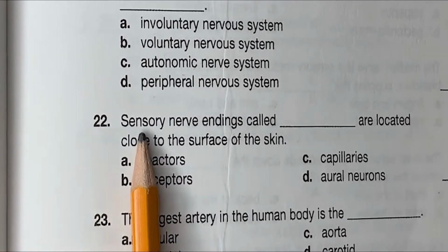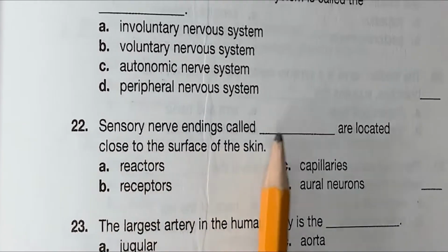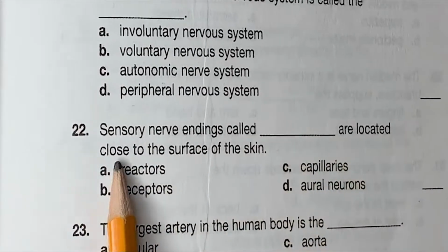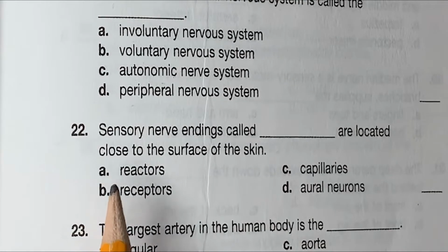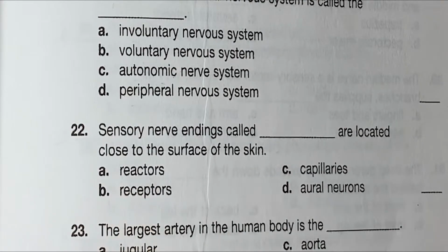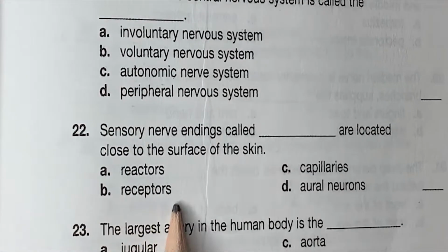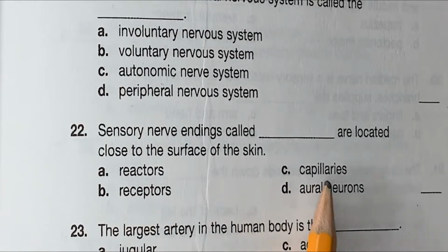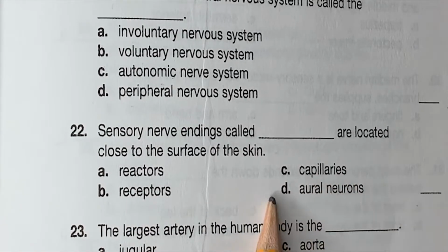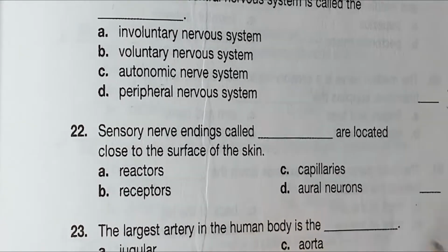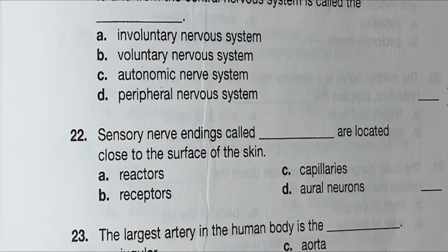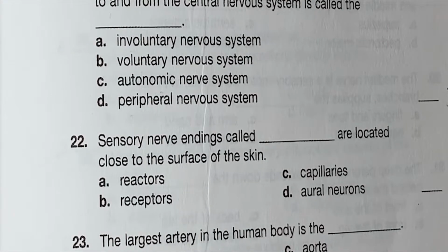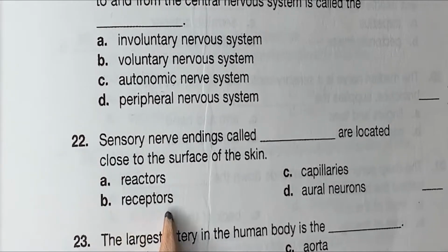22. Sensory nerve endings called blank are located close to the surface of the skin. Is it A, reactors, B, receptors, C, capillaries, or D, aeroneurons? And the correct answer is B, receptors.